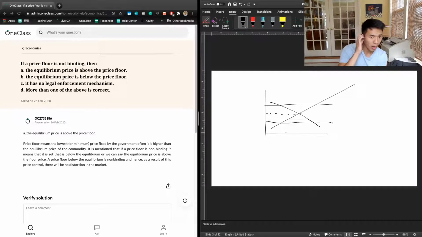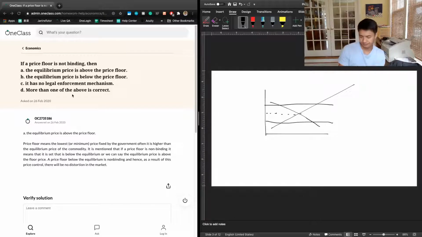And so the correct answer here is A. The equilibrium price is above the price floor, where this price is higher than this price floor here. So that's what we mean by a non-binding price floor.